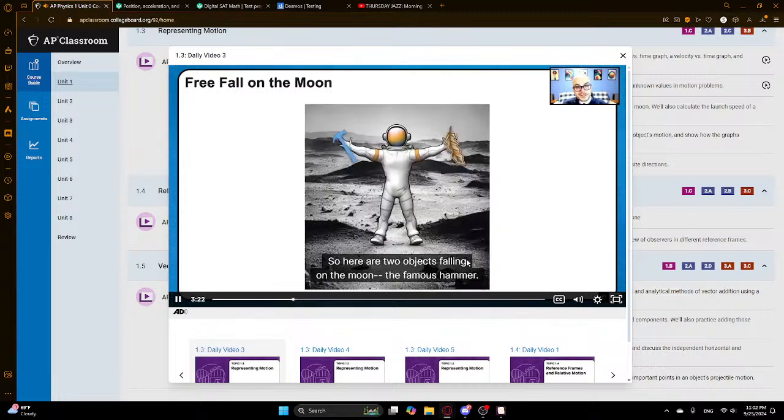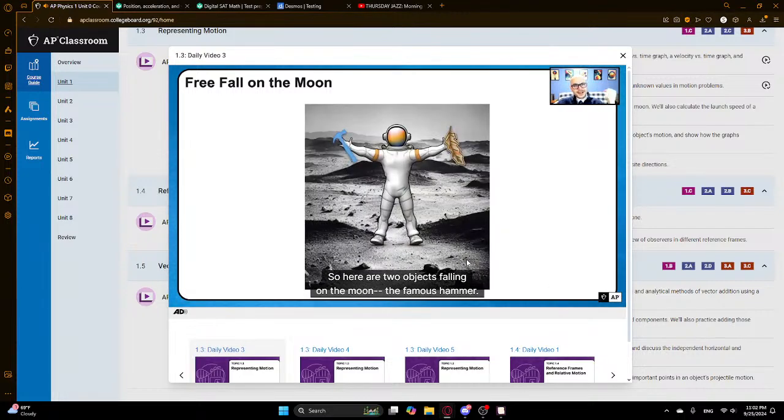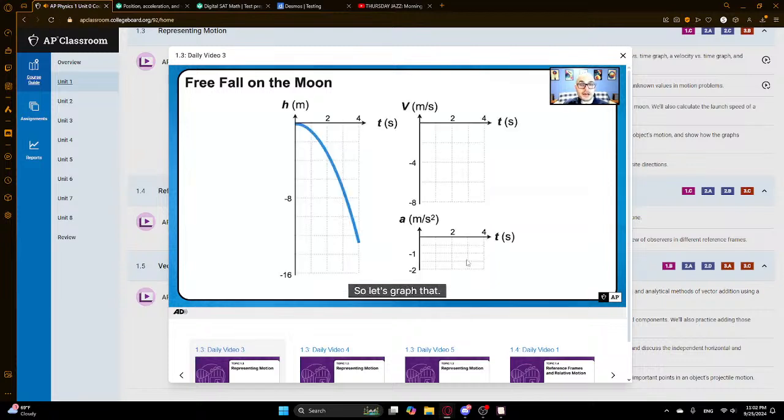So here are two objects falling on the moon. The famous hammer, the feather. They're both speeding up at the same rate. So let's graph that. First off, you see a graph of a falling object's height as a function of time. Because there's a constant negative acceleration, we can see the slope of that height graph getting steeper and steeper as time goes on. On the moon, that downward acceleration is around 1.6 meters per second every second. Now, you don't need to know that for the exam, just for this example.